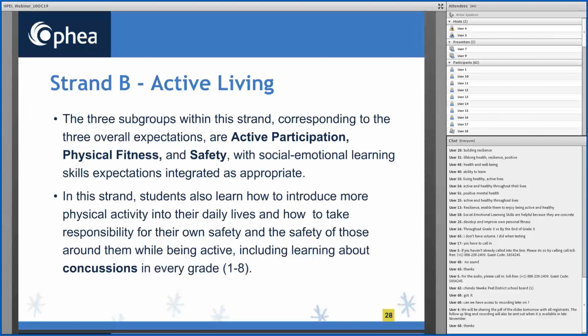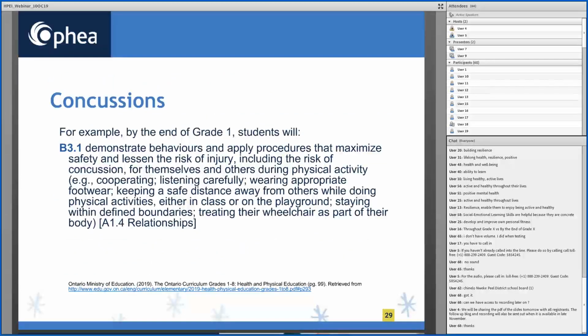Daily physical activity also continues to be an important component of this strand, and as well, there's learning about concussions, which is also involved in this strand. And we'll talk about the concussion piece in some later slides as well. Right here, sorry. So this is an example of one of the expectations for grade 1. So you can see the relationships at the bottom as well, the integrated SELs has been put in there as a 1.4 as part of the relationship piece.